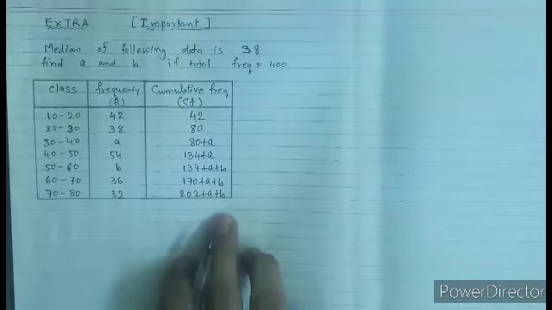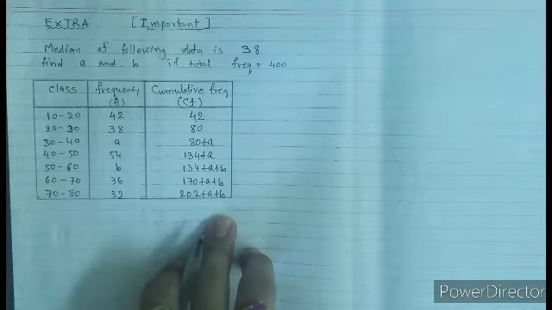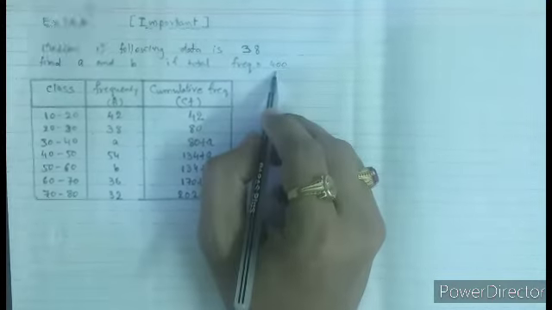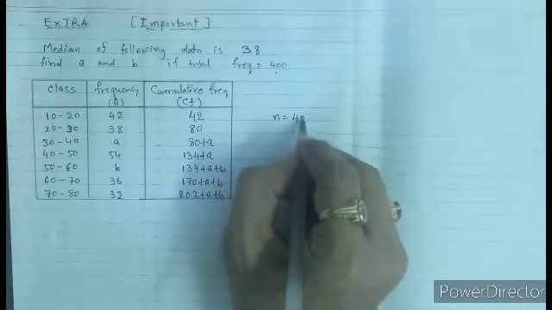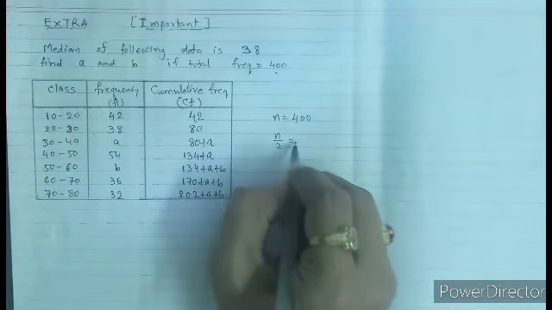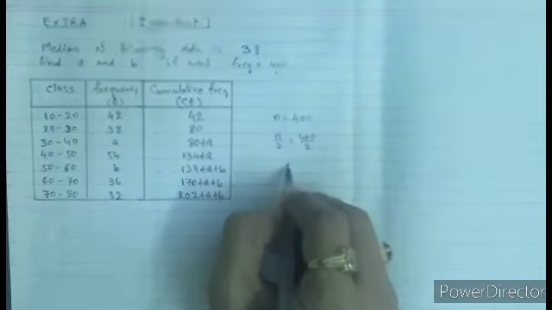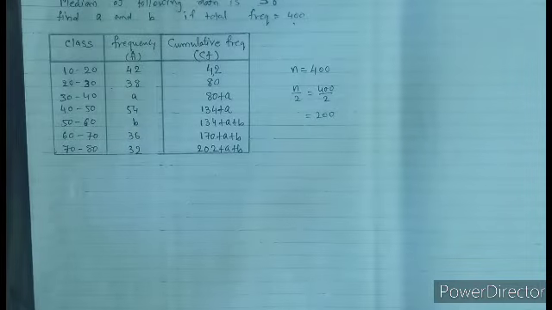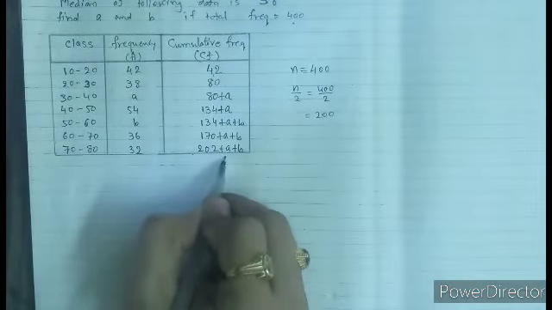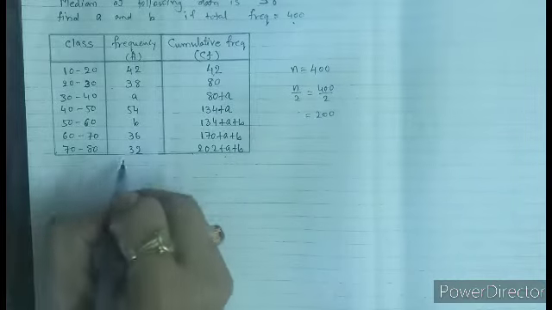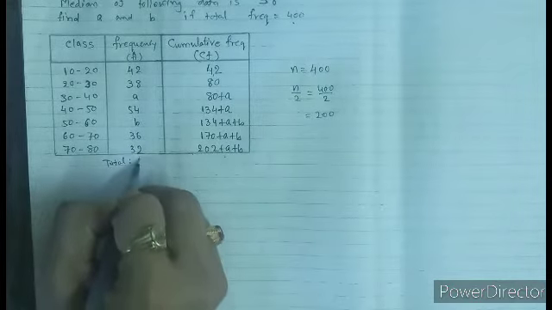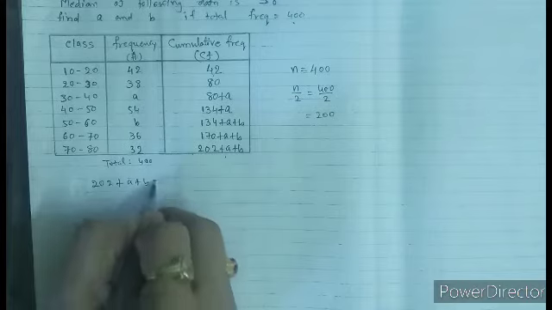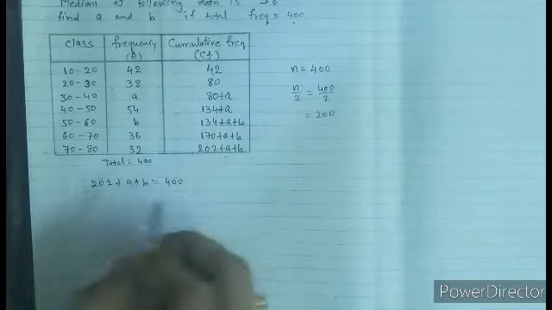So these are the cumulative frequencies of different classes. Now as we know, the total frequency n is given here as 400, so we can write n equals 400. Therefore n by 2 equals 400 divided by 2, which is 200. This is n by 2. Now as the total frequency is given and the total cumulative frequency we obtain will be the same, the total is here 400. So we can compare 202 plus A plus B equals the total frequency, which is 400.